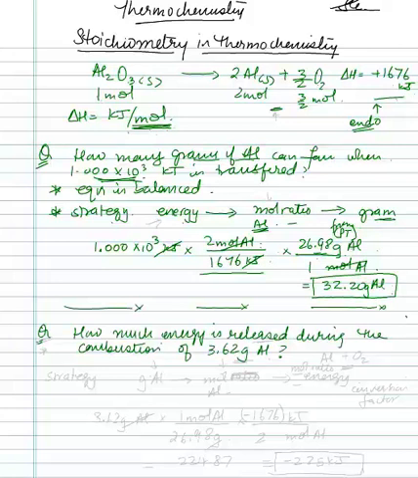Let's do another question. How much energy is released during the combustion of 3.62 grams of aluminum? Now the combustion of aluminum means that you're taking aluminum and adding oxygen to it, which means that the equation is reversed. That's given to us, although it is a meaningless part, because the only thing it does for us is change the sign of delta H, whether it's endothermic or exothermic.